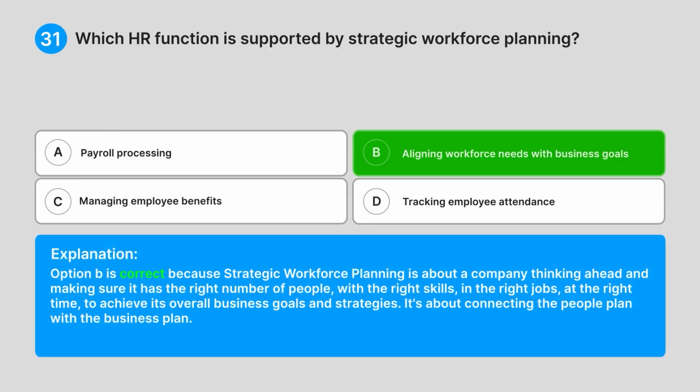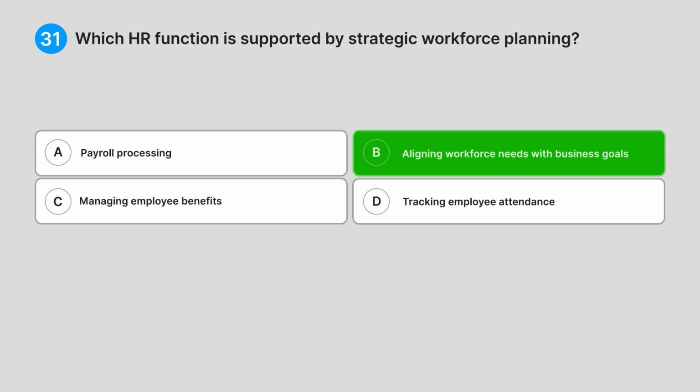Explanation. Option B is correct because strategic workforce planning is about a company thinking ahead and making sure it has the right number of people with the right skills, in the right jobs, at the right time, to achieve its overall business goals and strategies. It's about connecting the people plan with the business plan.